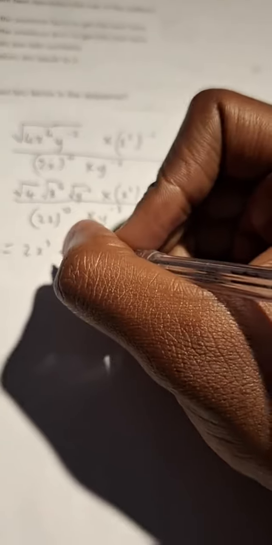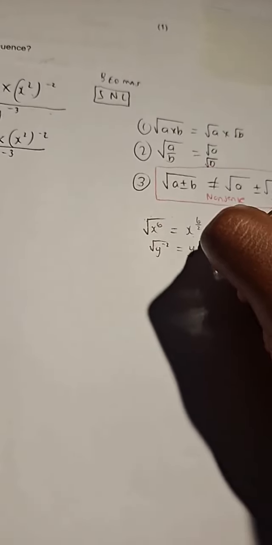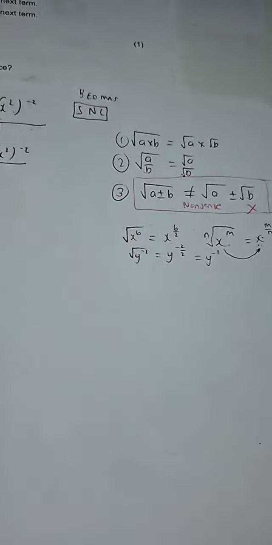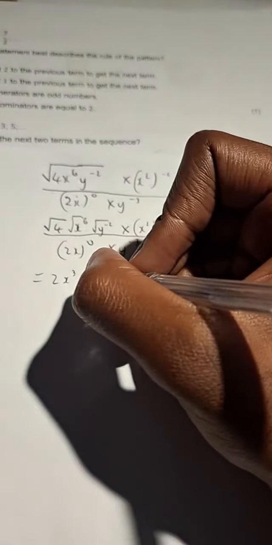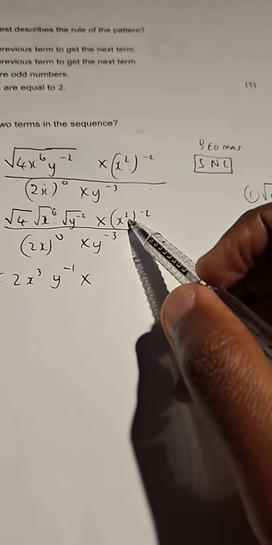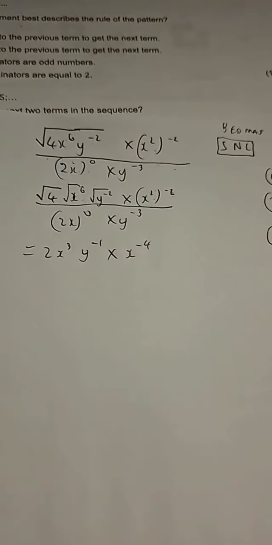In the same way, square root of y to the power negative 2, that would be y to the power negative 2 divided by 2. What does that give you? Y to the power negative 1. So that becomes y to the power negative 1 times, laws, guys, laws, x to the power 2 raised to the power negative 2. We multiply the exponents that give us x to the power negative 4. Laws, guys, laws.